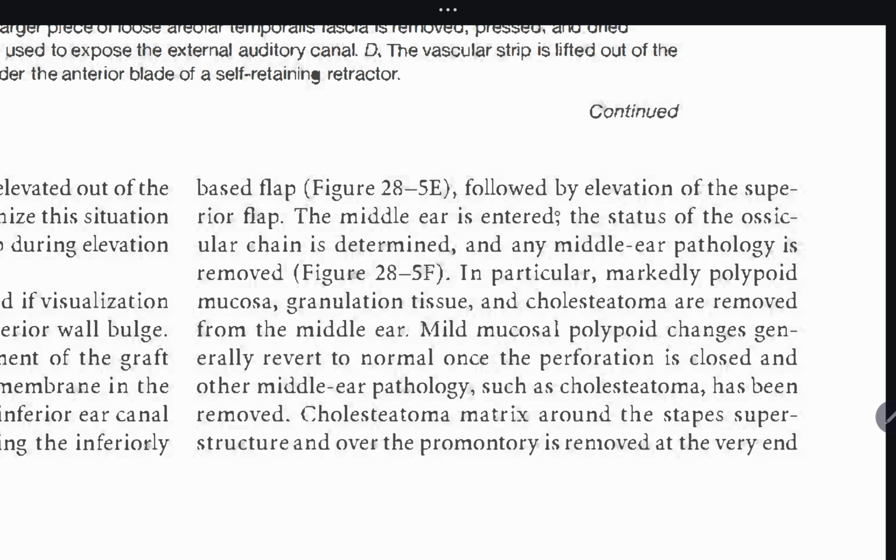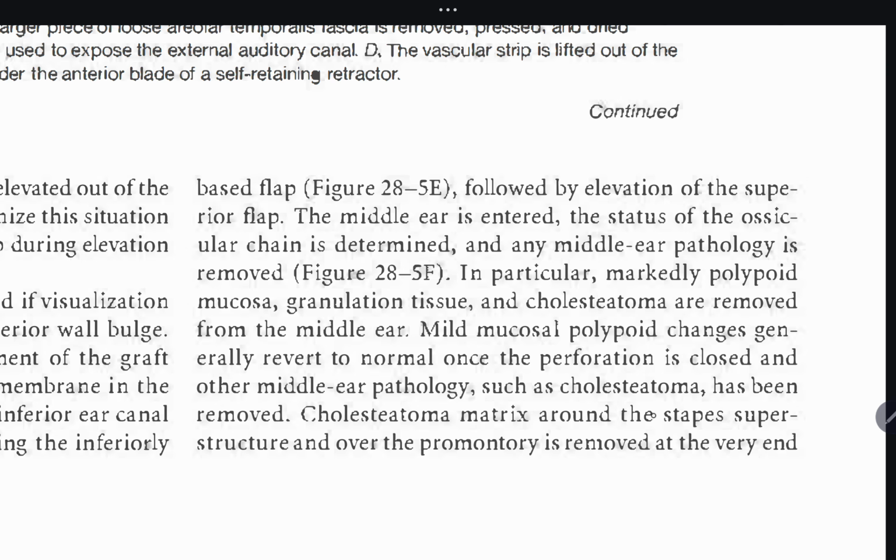The middle ear is entered, the status of the ossicular chain is determined, and any middle ear pathology is removed. In particular, markedly polypoidal mucosa, granulation tissue, and cholesteatoma are removed from the middle ear. Mild mucosal polypoid changes generally revert to normal once the perforation is closed and the other middle ear pathology, such as cholesteatoma, has been removed.